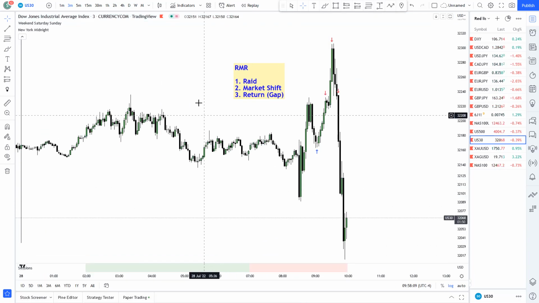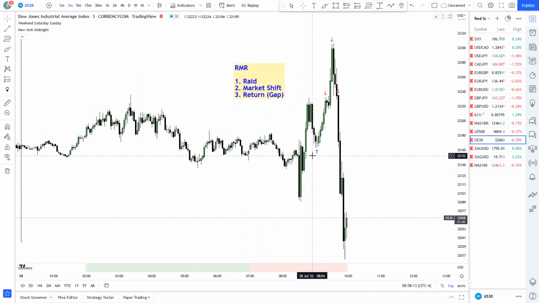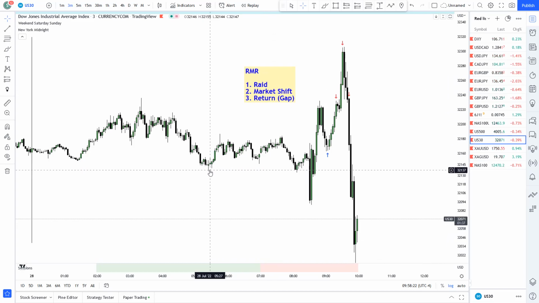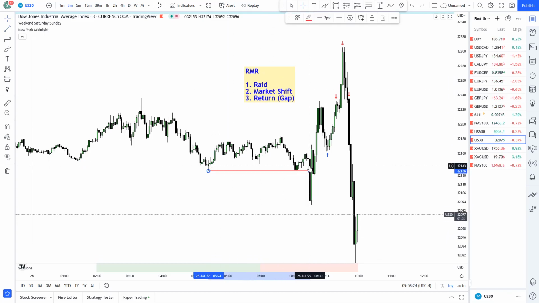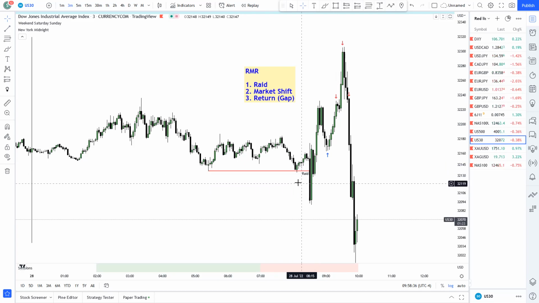Okay, now with that out the way, let's zoom into this area and see how we can find this RMR setup. So the first thing we look for is the raid. So underneath these equal lows, we have liquidity resting there. So as it's stabbed down there, we call that the raid. I'll label that there.